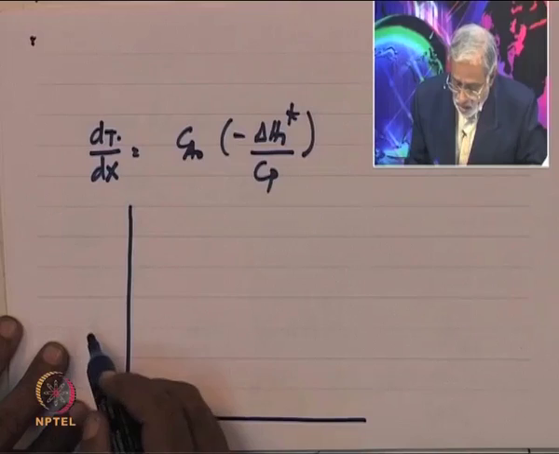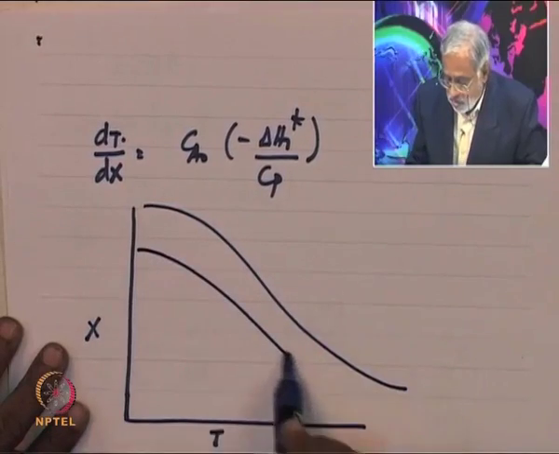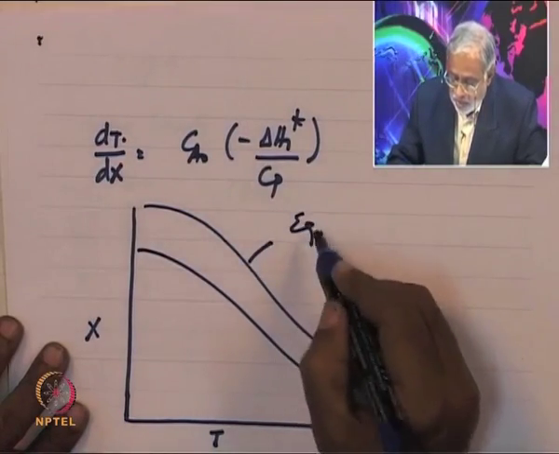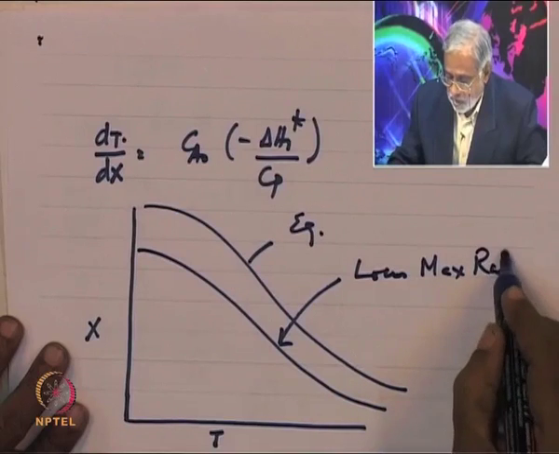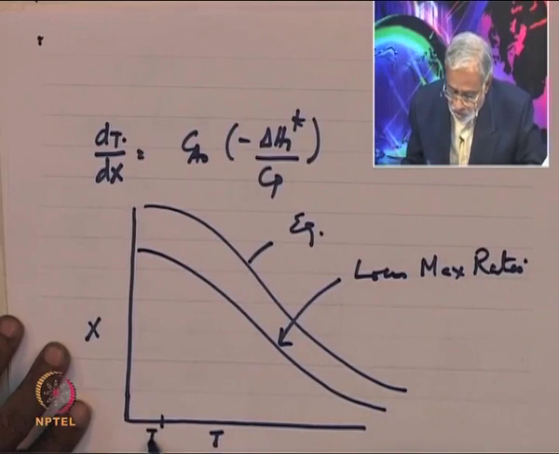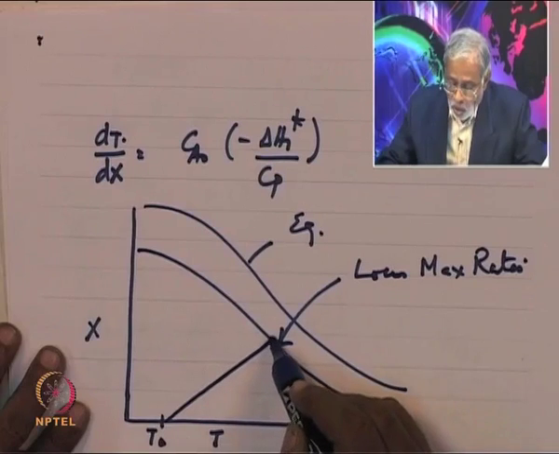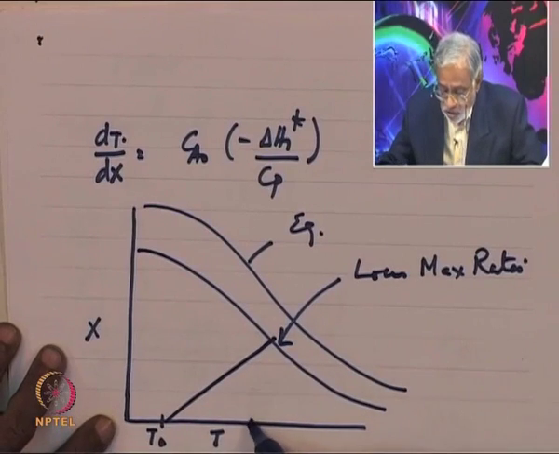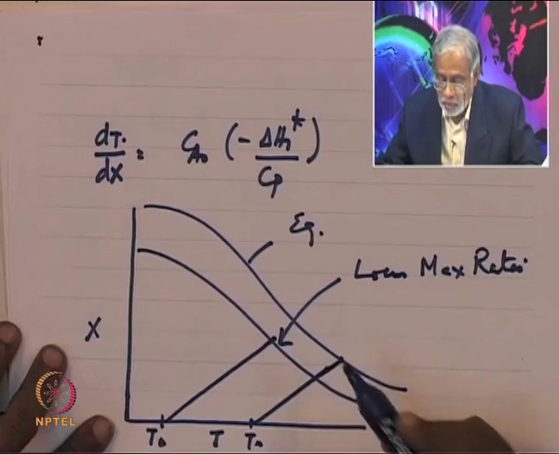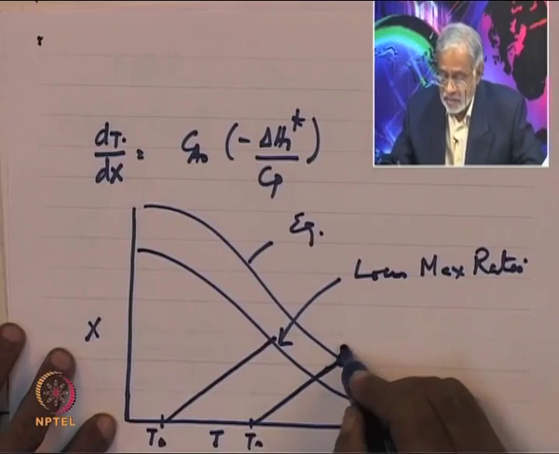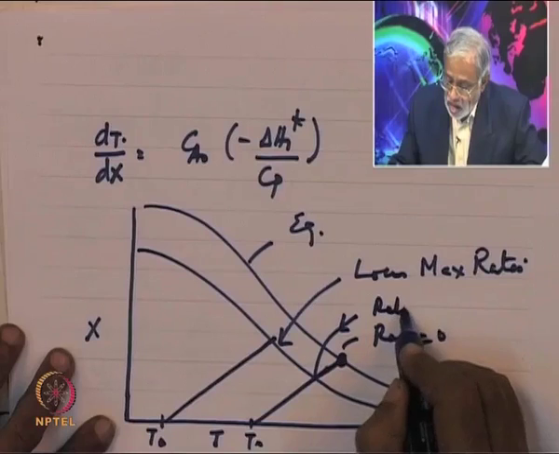As a result, when you make a plot of x versus T, you have this equilibrium curve, and you have this maxima of rate curve. This is the equilibrium, and this is the locus of maximum rates. If our temperature is T0, we are starting here, as per this equation we should expect that we will move along a line like this. Or if your T0 is here, then we will move along a line like this, and it will touch the equilibrium curve. At this point, the reaction rates are 0. At this point, the rates are highest.